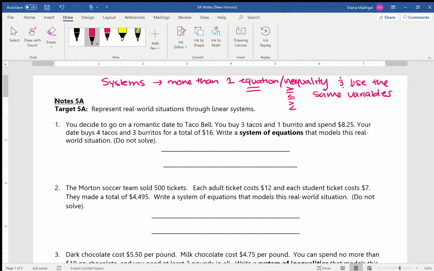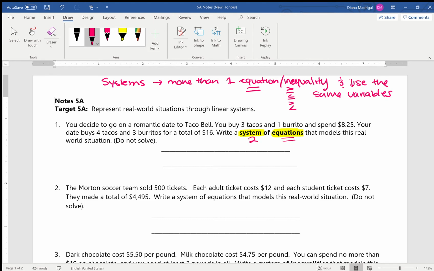So let's get started with question number 1. It says you decide to go on a romantic date to Taco Bell. You buy 3 tacos and 1 burrito and spend $8.25. Your date buys 4 tacos and 3 burritos for a total of $16. Write a system of equations that models this real world situation. The reason I highlighted systems of equations is because that information is going to give you your answer. You need to write a system of equations. Again, system means more than one, so we're actually going to have 2 equations.